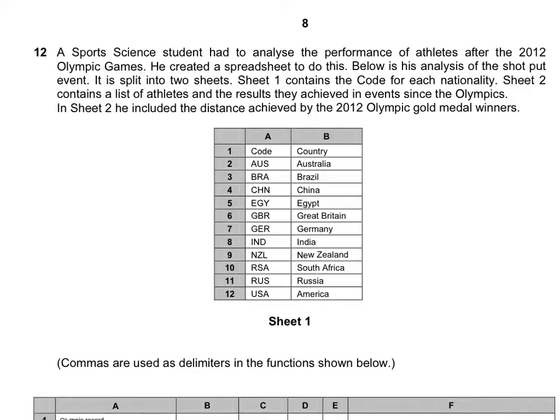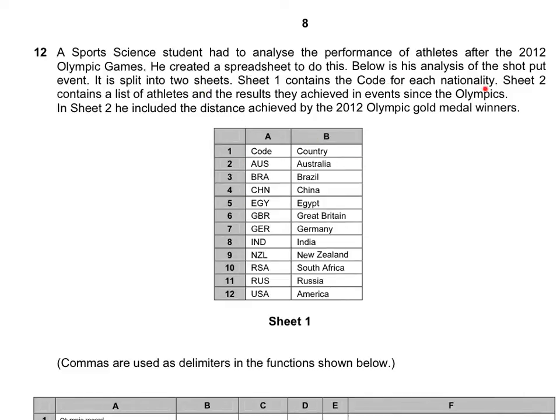Okay, in this question we look at the spreadsheet question. A sports science student had to analyse the performance of athletes after the 2012 Olympic Games. He created a spreadsheet to do this. Below is his analysis of the shot put events. It is split into 2 sheets. So this is sheet 1.